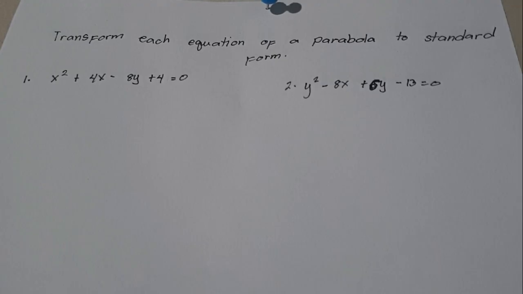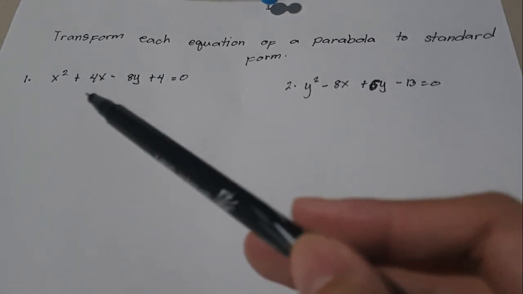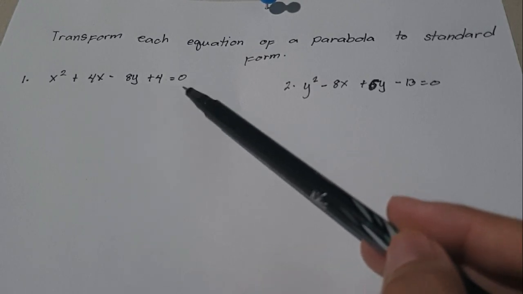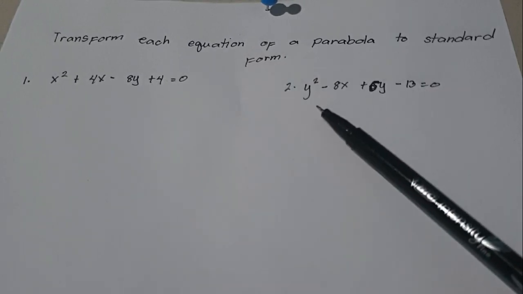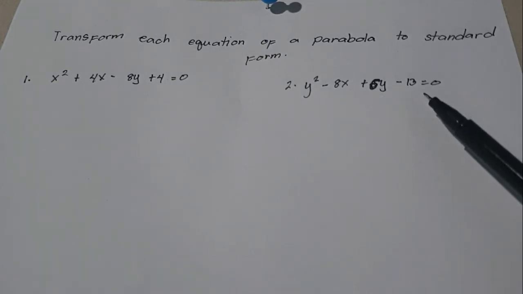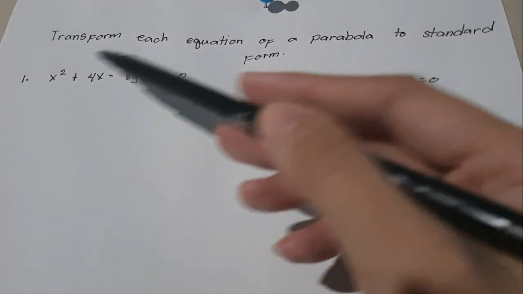For this video, we will talk about how to transform the equation of a parabola from general form to standard form. So we have two examples here. The first one, we have x squared plus 4x minus 8y plus 4 equals 0. And example number 2, y squared minus 8x plus 6y minus 13 equals 0. So let's first transform the first equation.